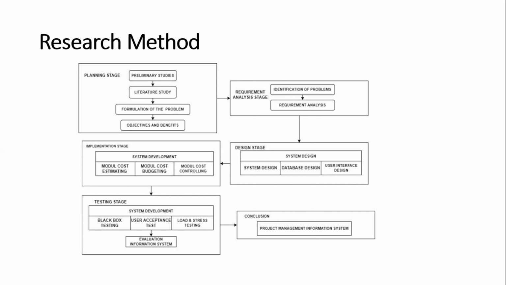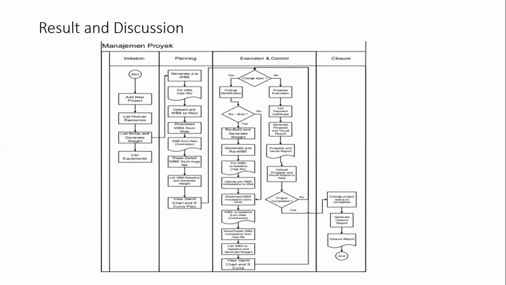And the last stage is the conclusion. The conclusion is the project management information system. So this is the result and discussion. This is the business process. In this research, the system can only estimate the project development planning cost and does not cover the entire project management. The project cost management information system developed has three features, including estimating, budgeting, and monitoring.